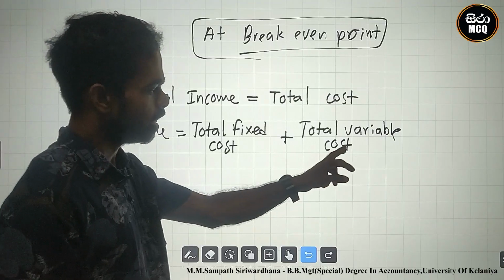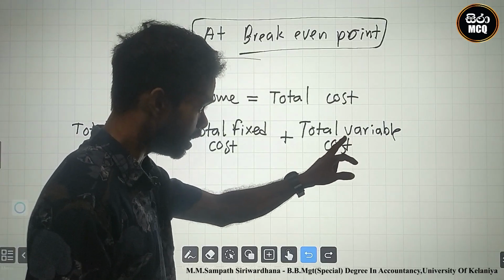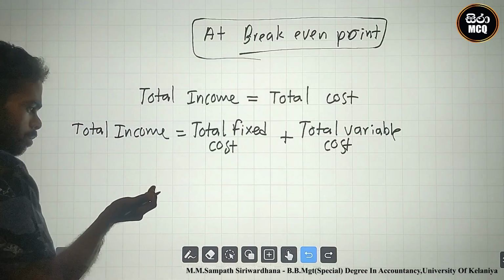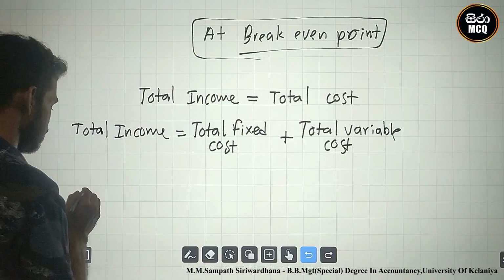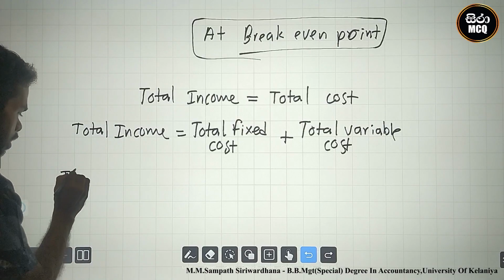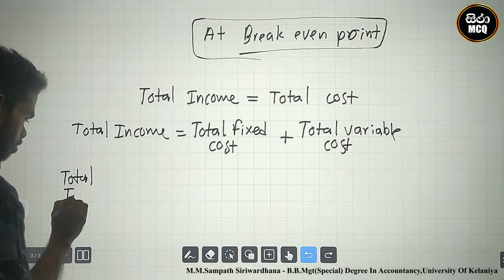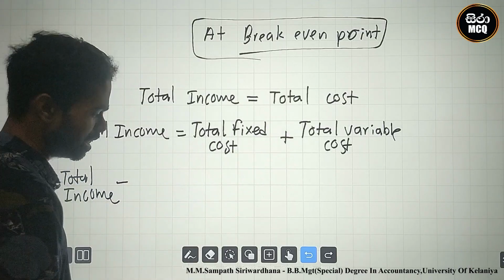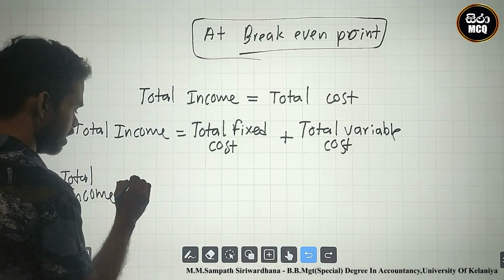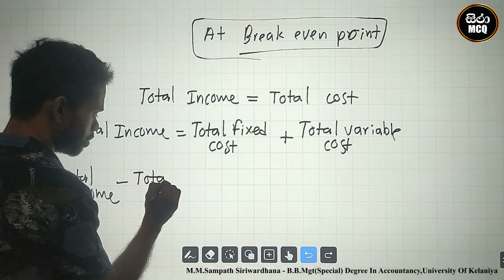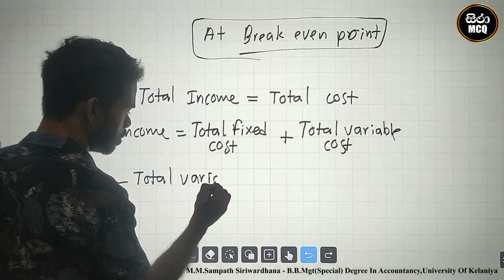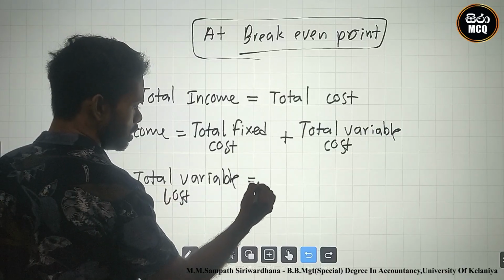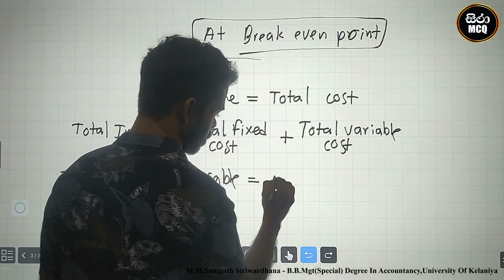After that, I carried this variable cost to this side. Therefore, the total variable cost must be carried to this side. Therefore, I write again total income minus total variable cost, because this is a plus on the opposite side. Only a single one is there on this side, total fixed cost.